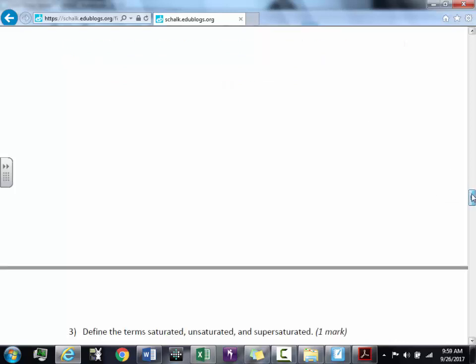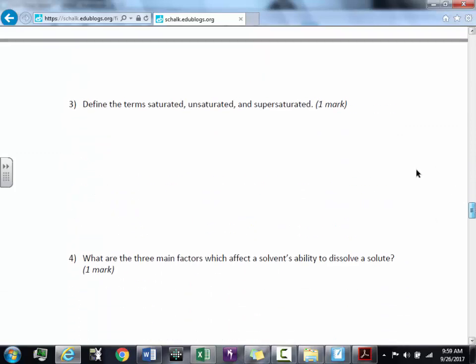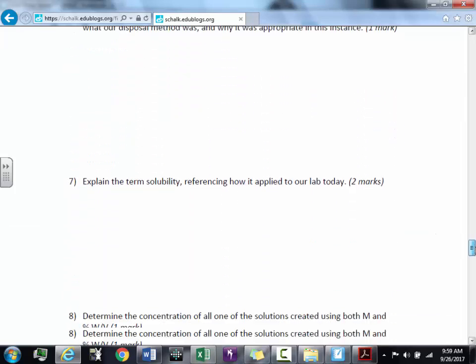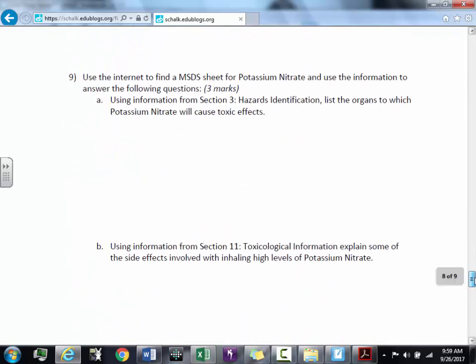Here's another thing you guys can work on before tomorrow. Can you guys discuss these terms? Saturated, unsaturated, and supersaturated? We just talked about that today. Here's another one. Three factors which affect a solvent's ability to dissolve a solute. Also, right out of our notes today.